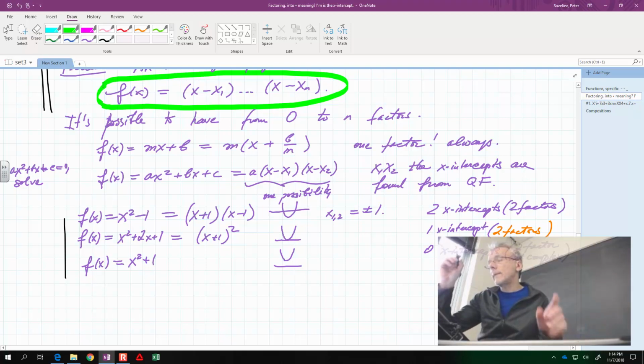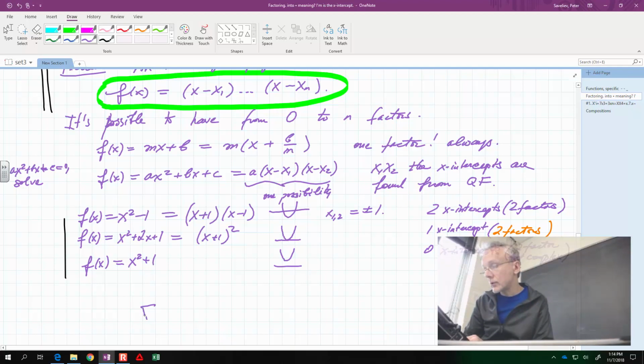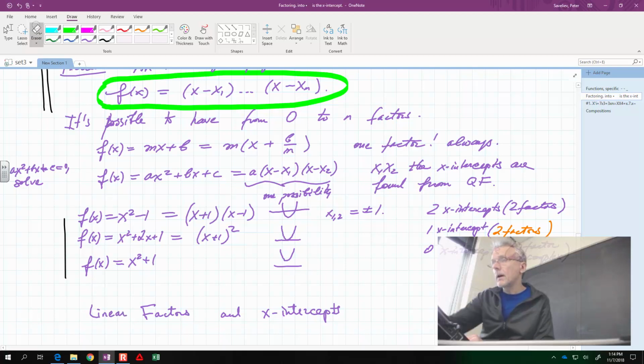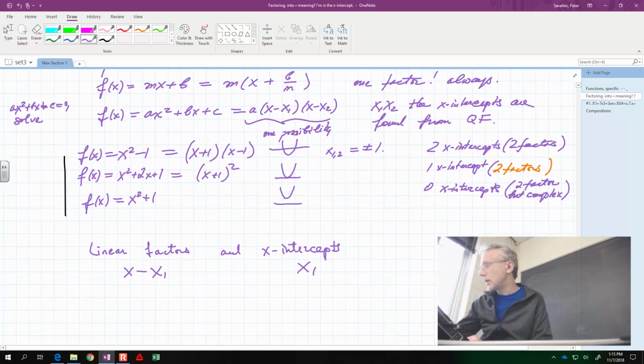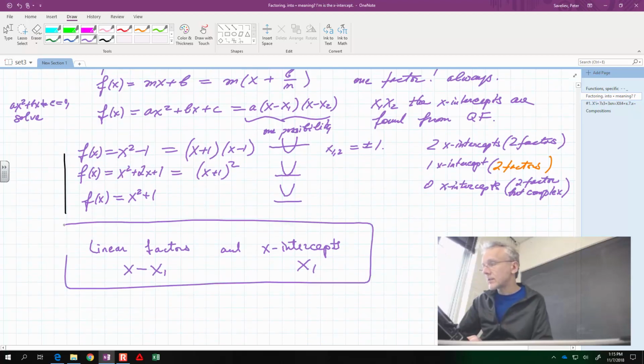The factors correspond to x-intercepts. Well, by factors I meant linear factors. Linear factors correspond to x-intercepts, quite literally. So it is x minus x1, and the x-intercept is x1. Okay, so that's the big story here.